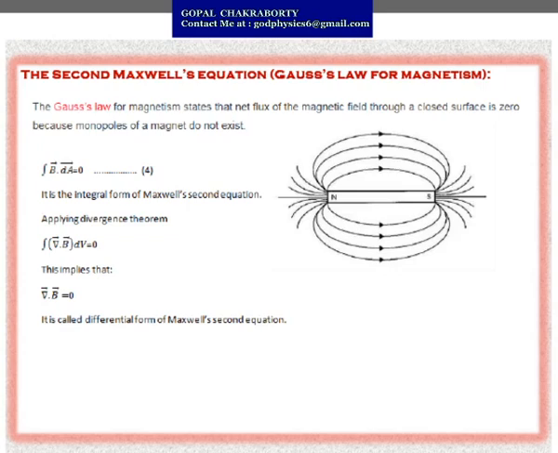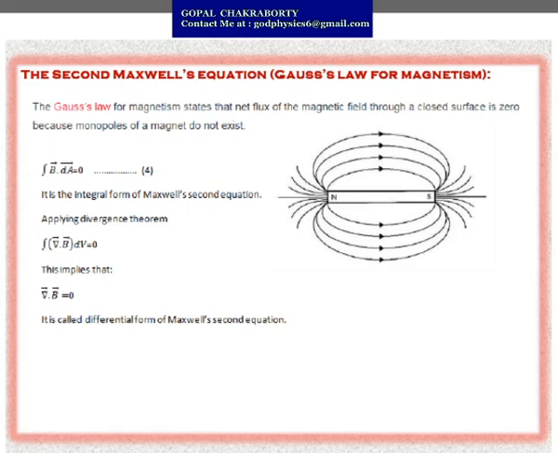This implies that the volume integration of dV, the volume may be infinitesimally small, but it can't be 0. As it is not 0, to satisfy this equation the rest of the part must be 0. So the rest of the part being 0 means del dot B equals 0. This is called the differential form of Maxwell's second equation.